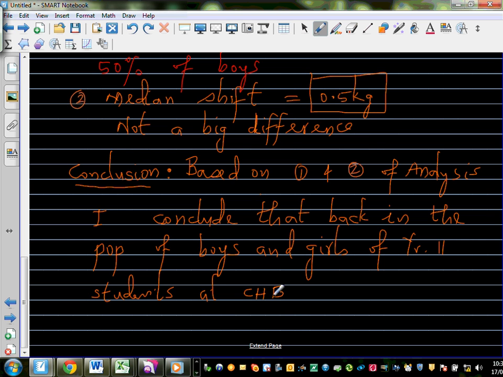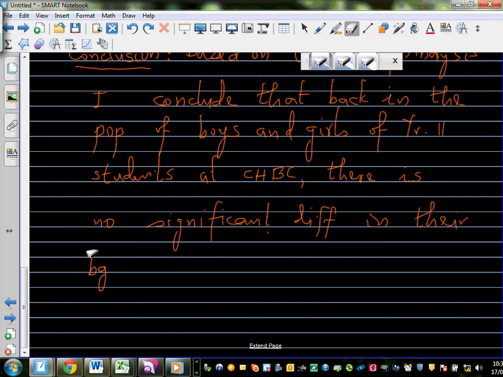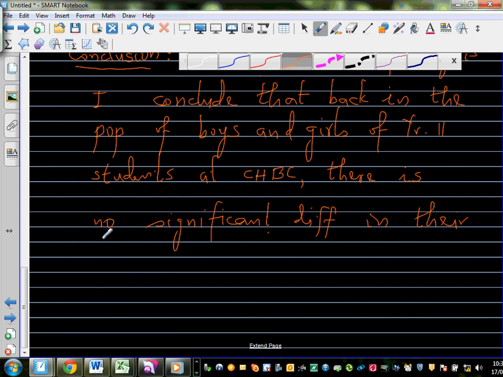what should I conclude? This is the most crucial part. I would conclude there is no significant difference or major difference in their bag weight, or if you want to say it in a positive way, we can say they both carry almost the same bag weight.